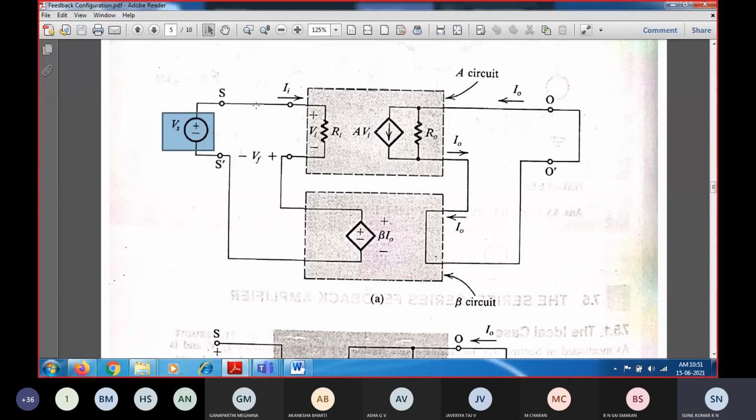For RIF, the input is the signal voltage Vs, and the current flowing is Ia. We need to find out what Ia is. Ia is nothing but Vi by Ri, and you can write the same expression which you calculated in the previous series shunt configuration. The same equation holds good over here.